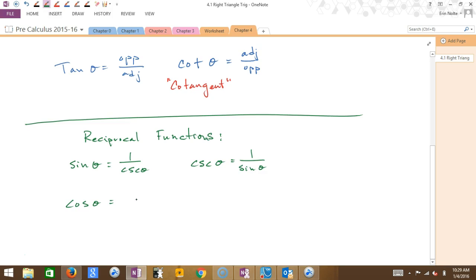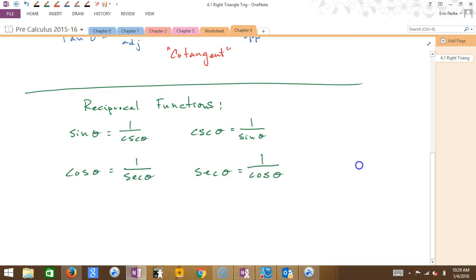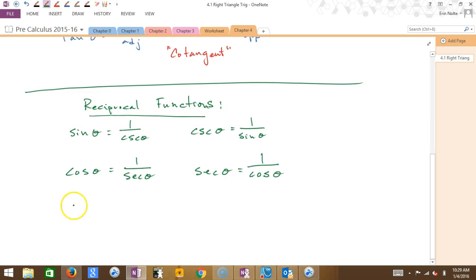Just write it down. Okay, so cosine, what's the reciprocal of the cosine? The secant, right? So 1 over secant, S-E-C. Yep. So what is secant going to equal? 1 over cosine. Okay, what about tangent? What's the tangent going to equal? There you go. 1 over cotangent. So what will cotangent equal? 1 over tangent.